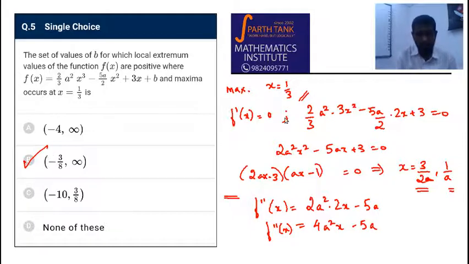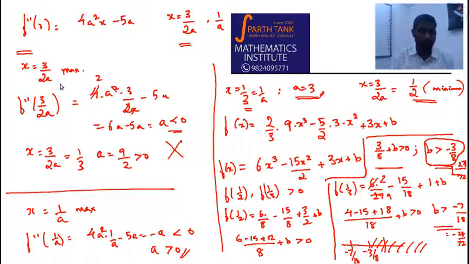Okay, very simple problem. The first thing is we find the values of x where the function has extreme values, that is maxima or minima. So that is 3 by 2a and 1 by a. And then you show that 3 by 2a cannot be a possible value. 1 by a has to be the value for maxima, so that it satisfies the conditions. From that you get the value of a. So you get 1 point for the maxima, 1 point for the minima. And using the condition that both should be positive, you get two criteria like this: b is greater than minus 3 by 8 and b is greater than minus 7 by 18. So this is the proper range.